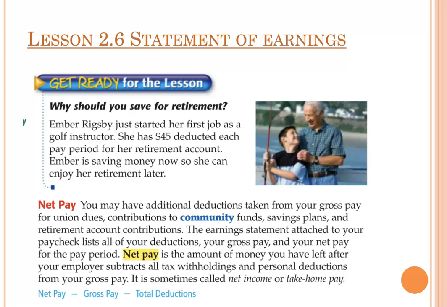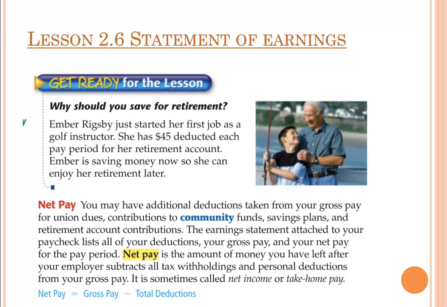Lesson 2.6, Statement of Earnings. Why should you save for retirement? Amber Rigsby just started her first job as a golf instructor. She has $45 deducted each pay period for her retirement account. Amber is saving money so she can enjoy her retirement later.